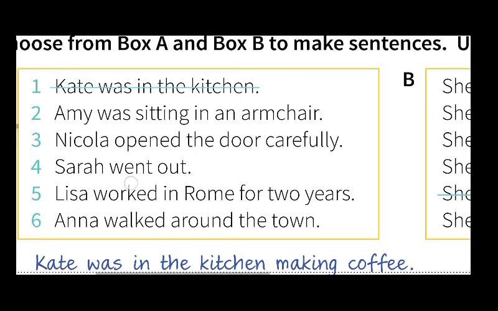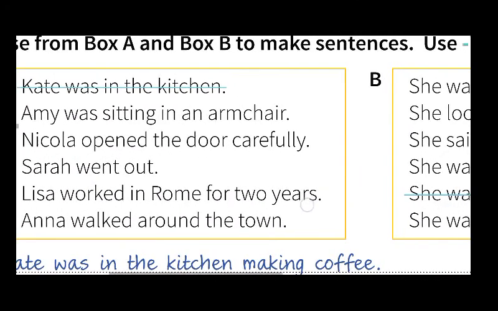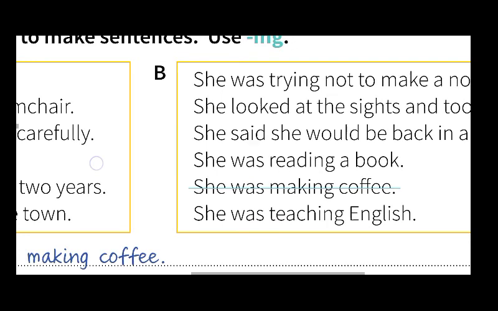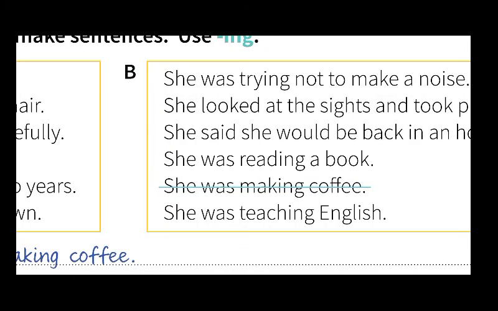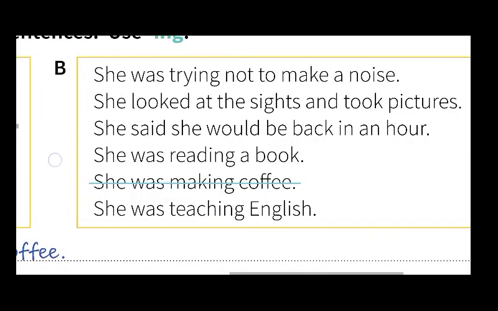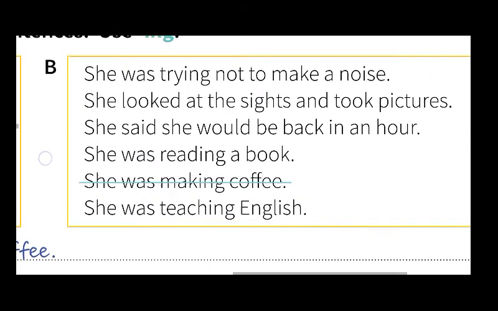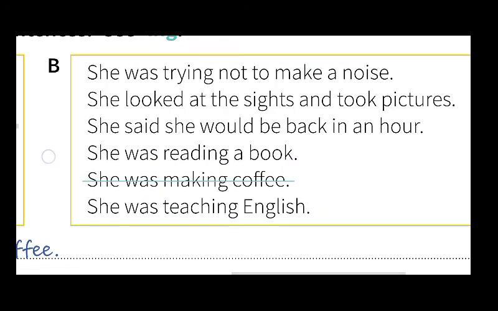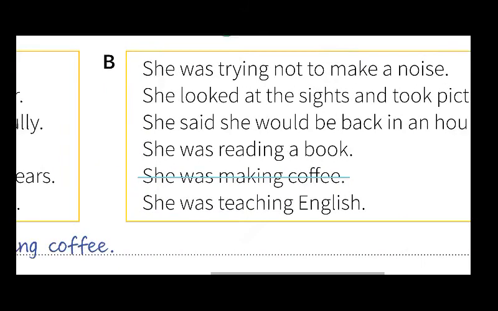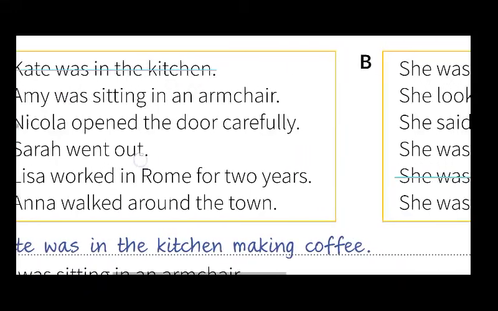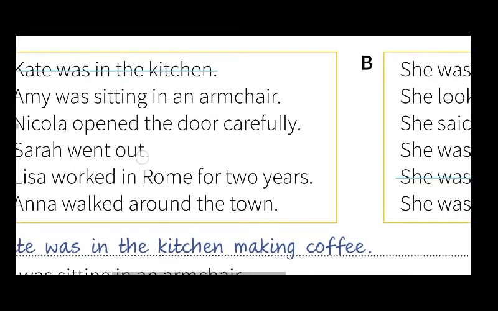Number 2, Amy was sitting in an armchair. What did she do? She was sitting in her chair, looking at the sides and taking pictures. You can say that, but I think she was reading a book is a better answer. So, Amy was sitting in an armchair, reading a book.